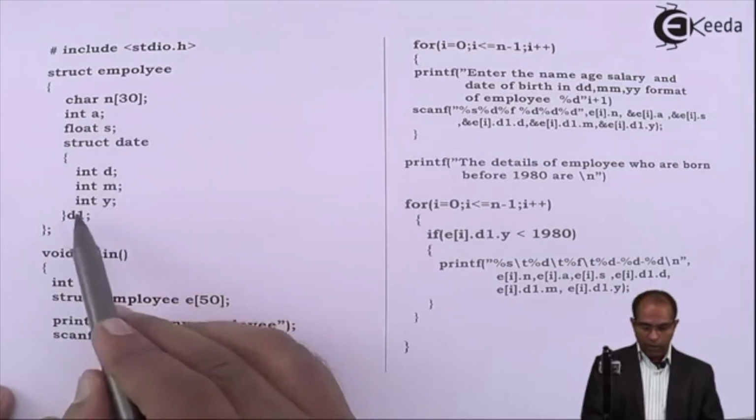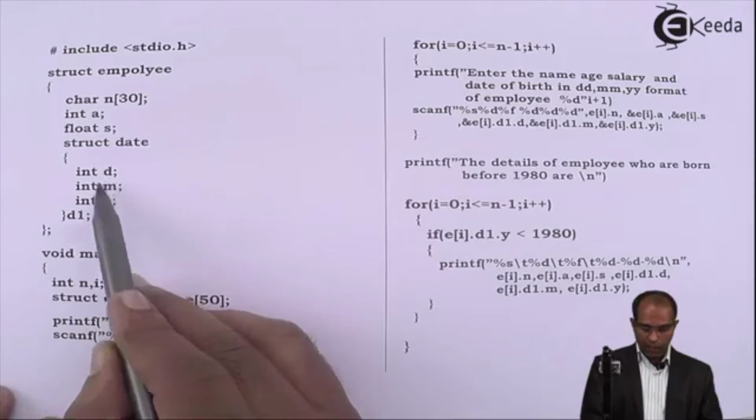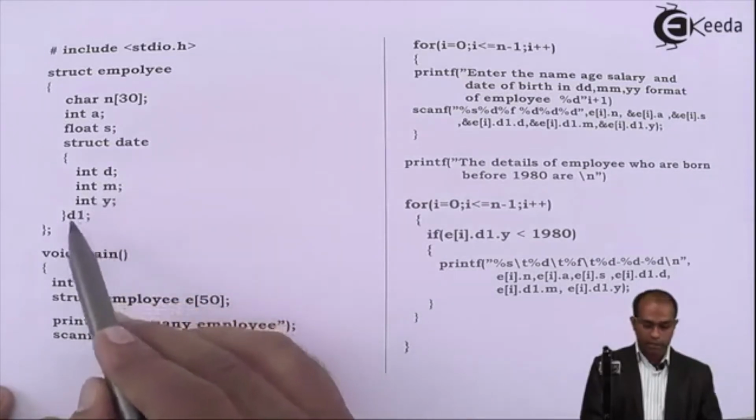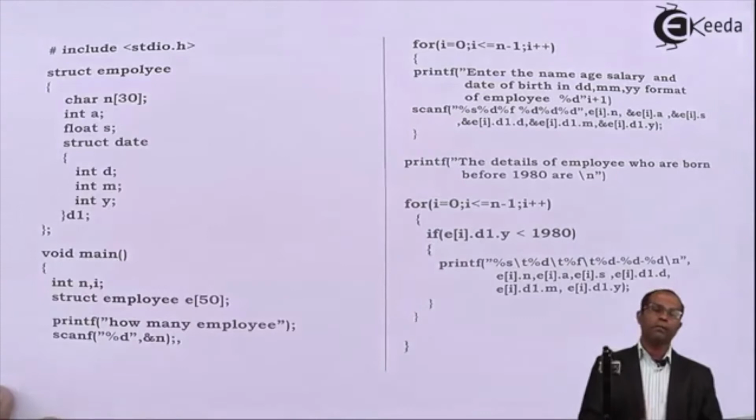D will be accessible by D1. M will be accessible by D1. Y will be accessible by D1. And D1 will be accessible by member of this particular part.